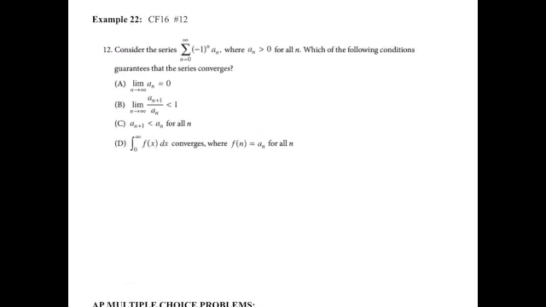Okay, our last example here is example 22, and it says we want to consider the series sum of -1 to the n times a sub n, where a sub n is greater than 0. Which of the following conditions guarantees that the series converges? And a sub n is positive, so we don't need any absolute value here. And our answer is B, by the ratio test. It's kind of a nice way to end this section. That is the definition of the ratio test, and that is the definition that guarantees absolute convergence and therefore convergence.